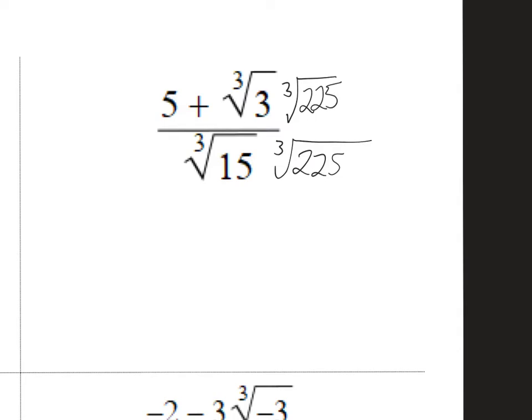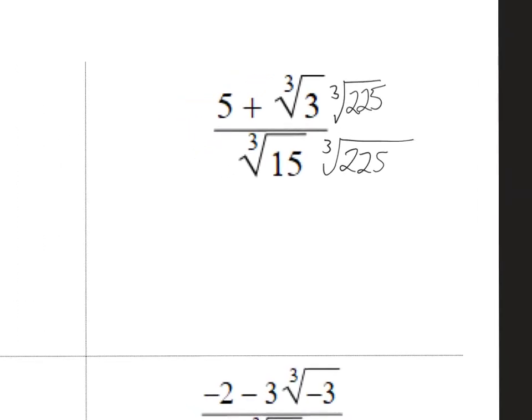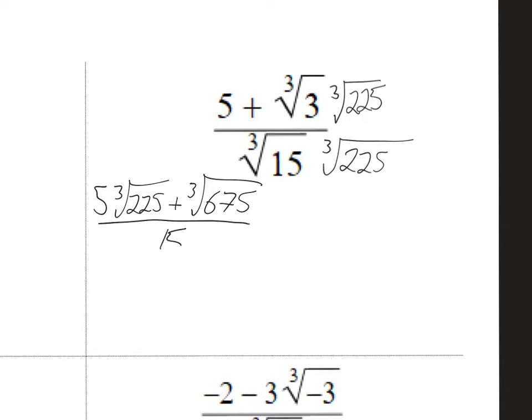So that's going to give me 5 cube root of 225 plus the cube root of 3 times 225, which is 675, over, and then that's just a plain 15. Looking at this, I'm going to just write it up at the top here, 675.